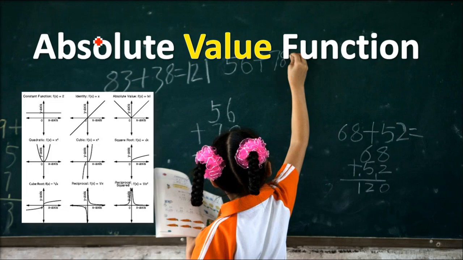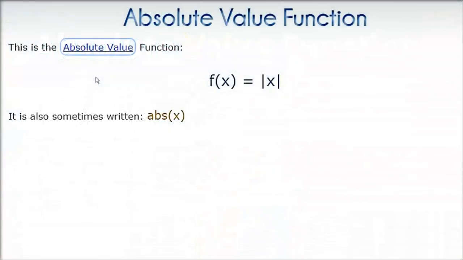Absolute value function, or modulus function. These two are the same. First thing is, whenever we take a value and take the modulus, that is these two bars, that simply means you will always get a positive number.